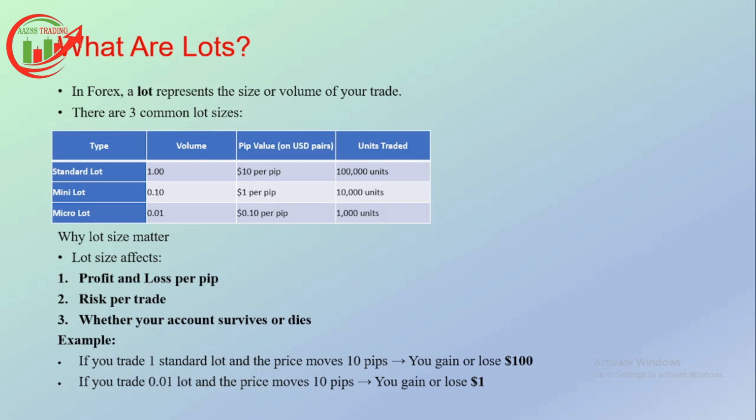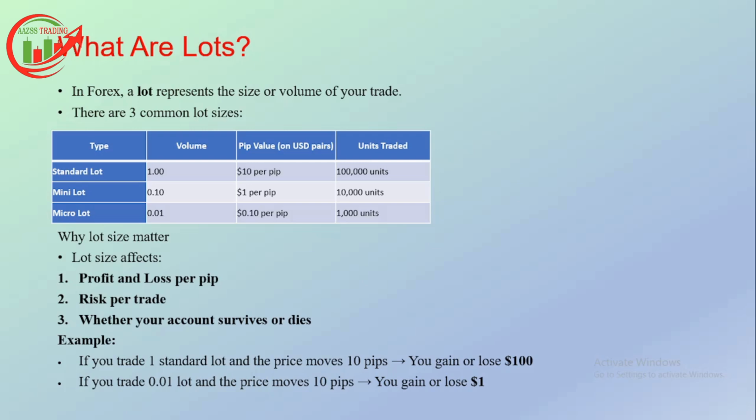So a mini lot is 0.10, and the pip value on a USD pair is $1 per pip. Then the units traded is 10,000 units. The last one is the micro lot, 0.01. That's the volume for a micro lot, and it is 10 cents per pip. That's 1,000 units. Please take note of this, take a screenshot of it, and study it.